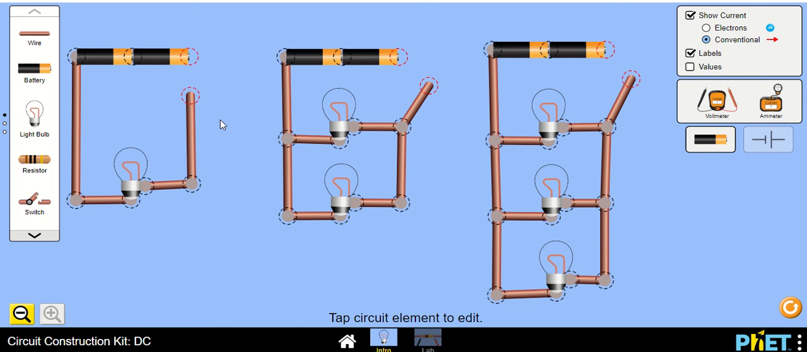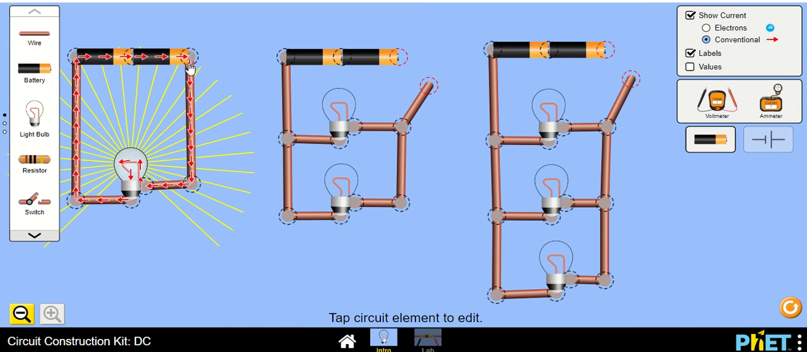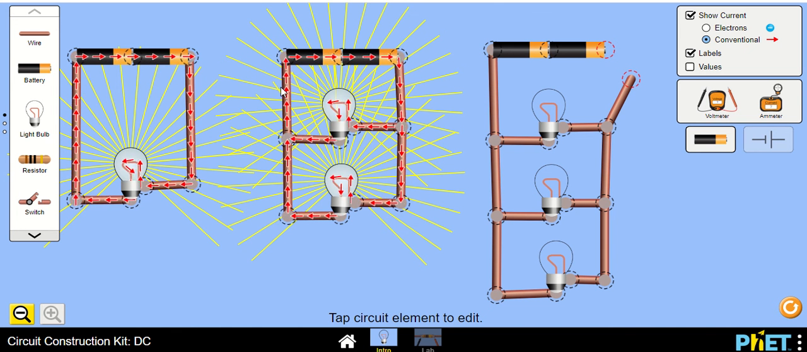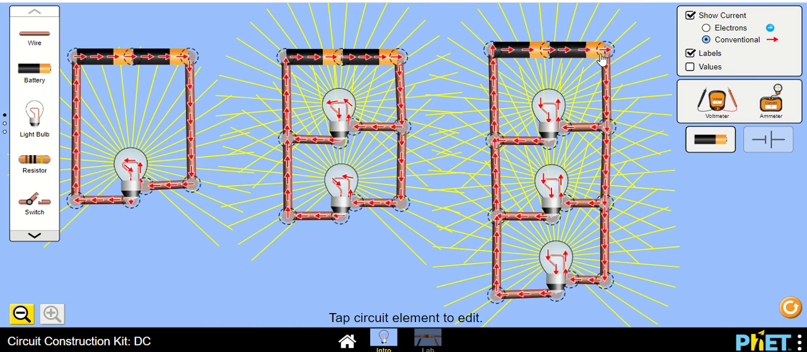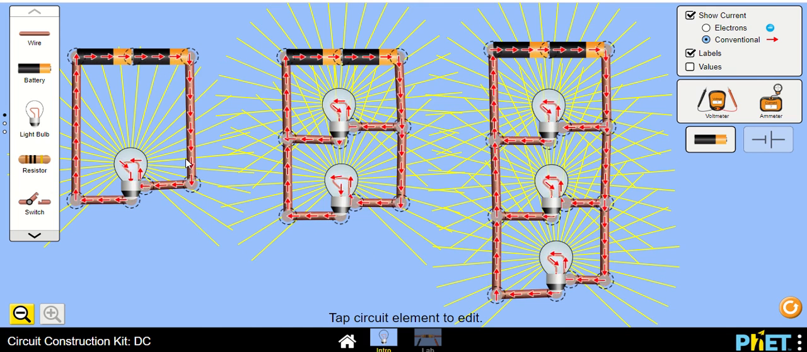So let's observe the brightness of the bulb as I close the circuit. Okay, this is how bright it is. Close the circuit, you realize it is equally bright. And I close circuit C, it is equally bright. So you realize it doesn't matter whether I increase or decrease the number of bulbs connected in parallel, the brightness of each bulb still remains the same.